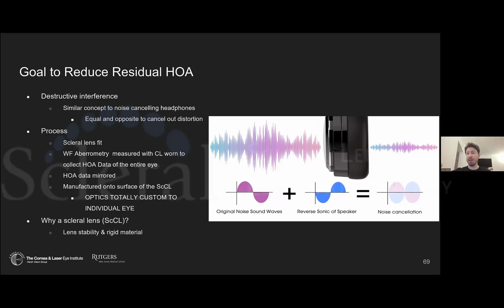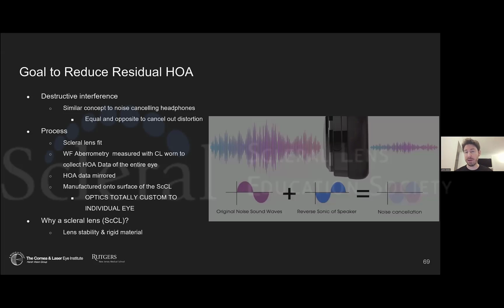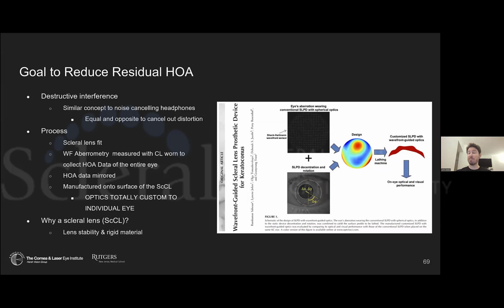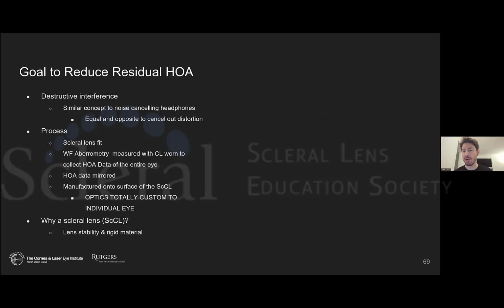We have a sine wave or sound wave coming in. The headset creates an equal and opposite sound wave, and because of the destructive interference, we get noise cancellation. So the same thing is happening with the higher order aberration correcting contact lenses. Our goal is to measure those aberrations of the total system with the contact lens in place, take those aberrations, and then go ahead and manufacture those and put those into the contact lens.